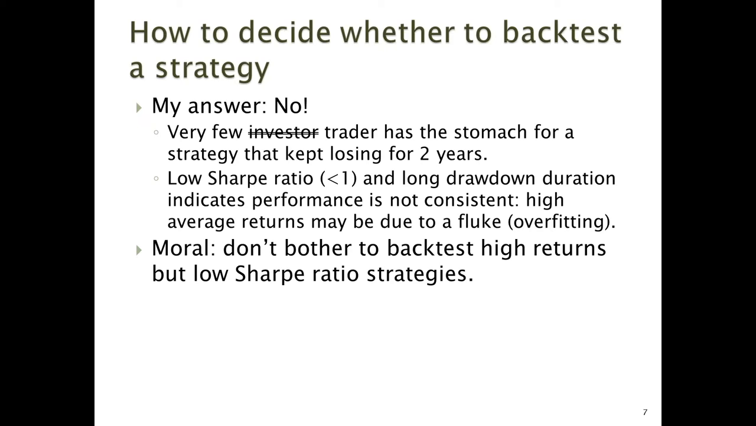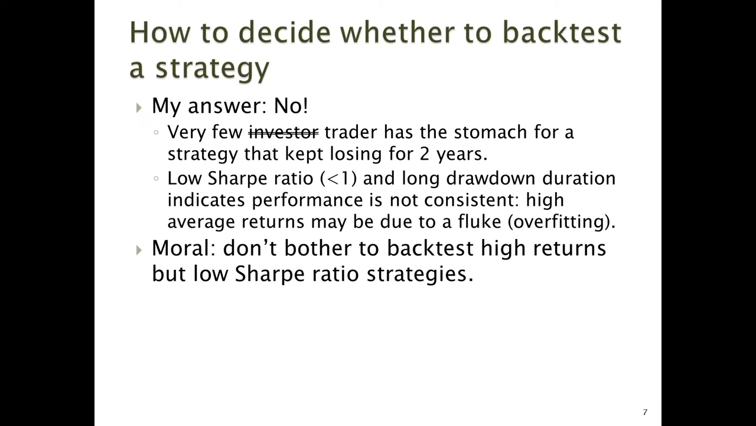Oftentimes, we would decide to turn off a strategy based on the drawdown of the strategy, assuming that we are experiencing a drawdown right now. Obviously, if we are hitting high water marks every day, we would not be thinking of shutting it down. So assuming that we are in a drawdown, we would have to question, is it going to last? Is this drawdown going to go on forever, or is it going to recover at some point? One way to decide that is to compare your current drawdown duration with the maximum drawdown duration in the backtest.